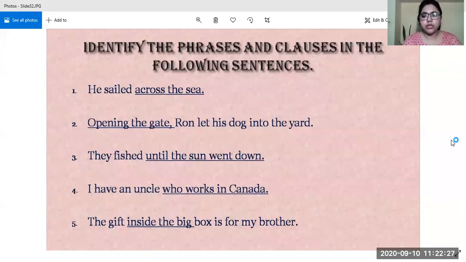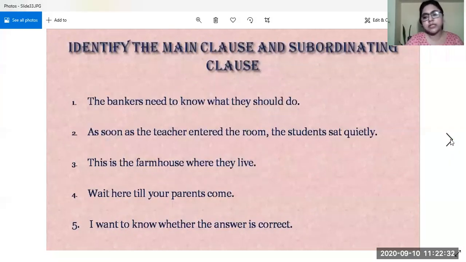Okay, let us move on to the next set of questions. Here we have to identify the main clause and subordinating clause. Now I will be giving you 15 seconds to go through all the 5 sentences and quickly come up with your answers. The bankers need to know what they should do. Yes, Sanvi, tell me the main clause and the subordinate clause. Ma'am, the bankers need to know is a main clause and what they should do is a subordinating clause.